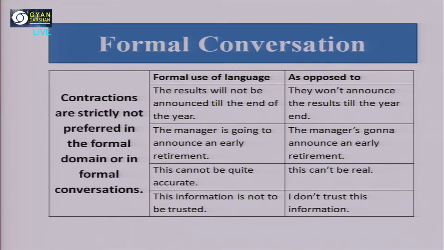So, rather than saying "they won't announce the results till the last year," you would rather say "the results will not be announced till the end of the year." Similarly, "this can't be real": you would rather say "this cannot be accurate." Or, "I don't trust this information": you can say "this information is not to be trusted." So the very foremost and most important thing while dealing in a formal conversation is to avoid using contractions. Rather, use straightforward and direct sentences.